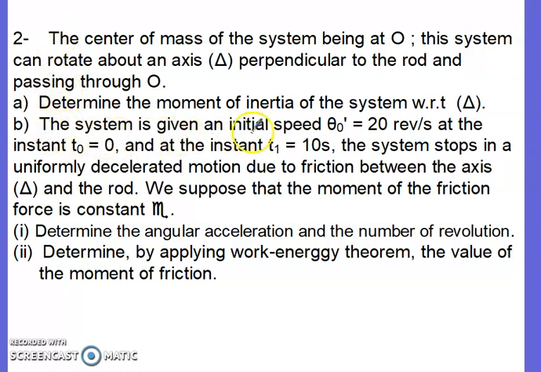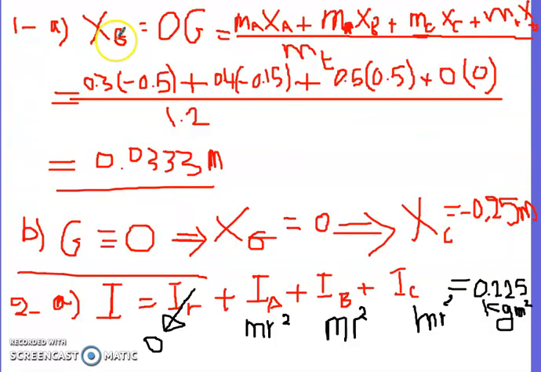The system is given an initial speed theta prime 0, initially 20 revolutions per second at the instant t equal to 0. And at the instant t equal 10 seconds, the system stops in a uniformly decelerated motion due to friction between the axis delta and the rod. We suppose that the moment of the friction force is constant, M. Determine the angular acceleration and the number of revolutions. That's part 1. Now you know part B.